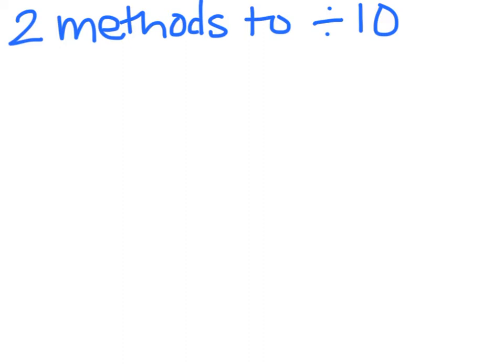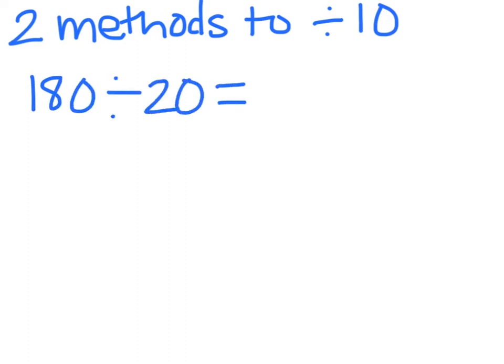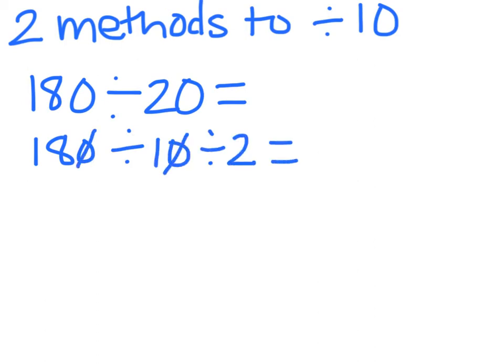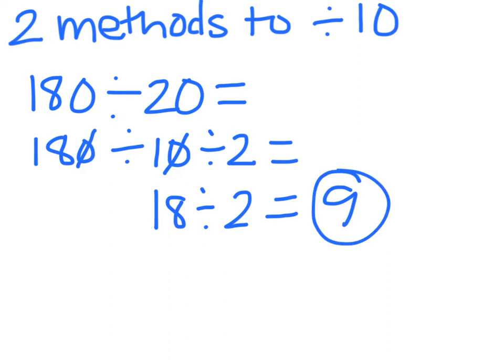We learned the first method in the prior lesson. It is simply that we will take 180 divided by 20, and we'll break that 20 apart into two tens. Using our rule of 10, we know we eliminate our 0. Our problem becomes 18 divided by 2, which we know is 9. So there's method 1. Let's take a look at method 2.